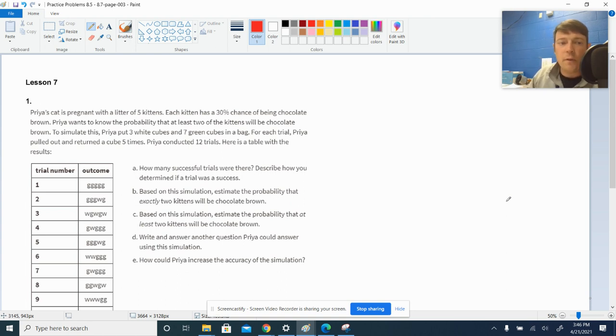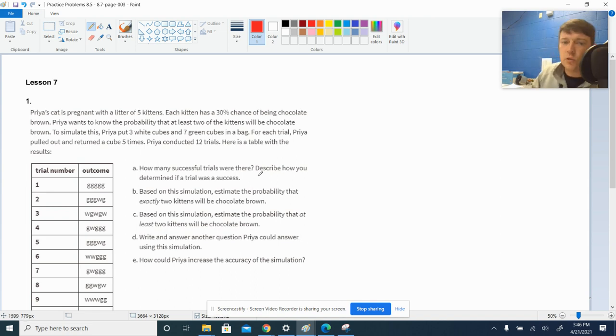All right. So the first time she did it, she pulled a green cube out every time and didn't get any chocolate brown kittens. Shameful. How dare she even think about doing that? But it happened. We just got to get over it. But she did this 12 times for a total of 60 cube pulls. So she's really curious about this, and we're going to answer these questions about it.